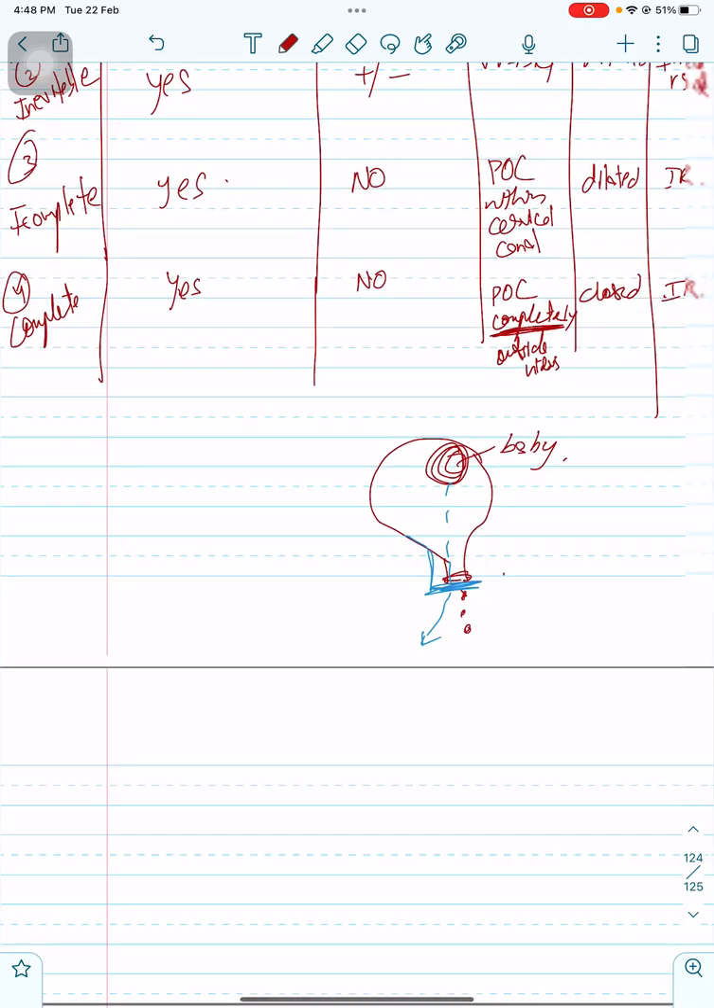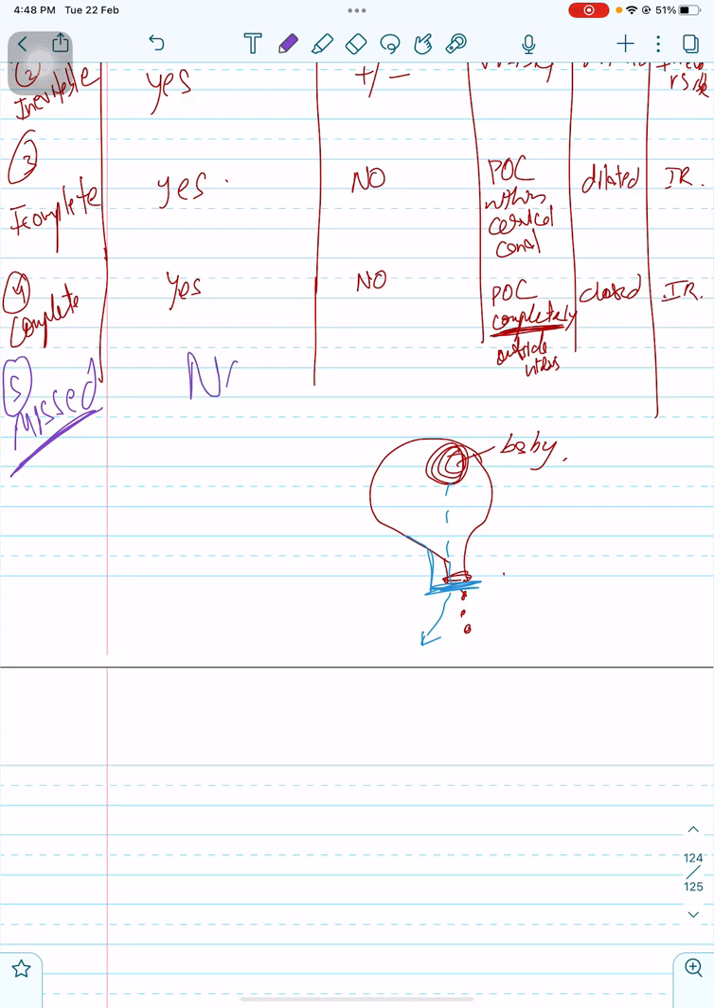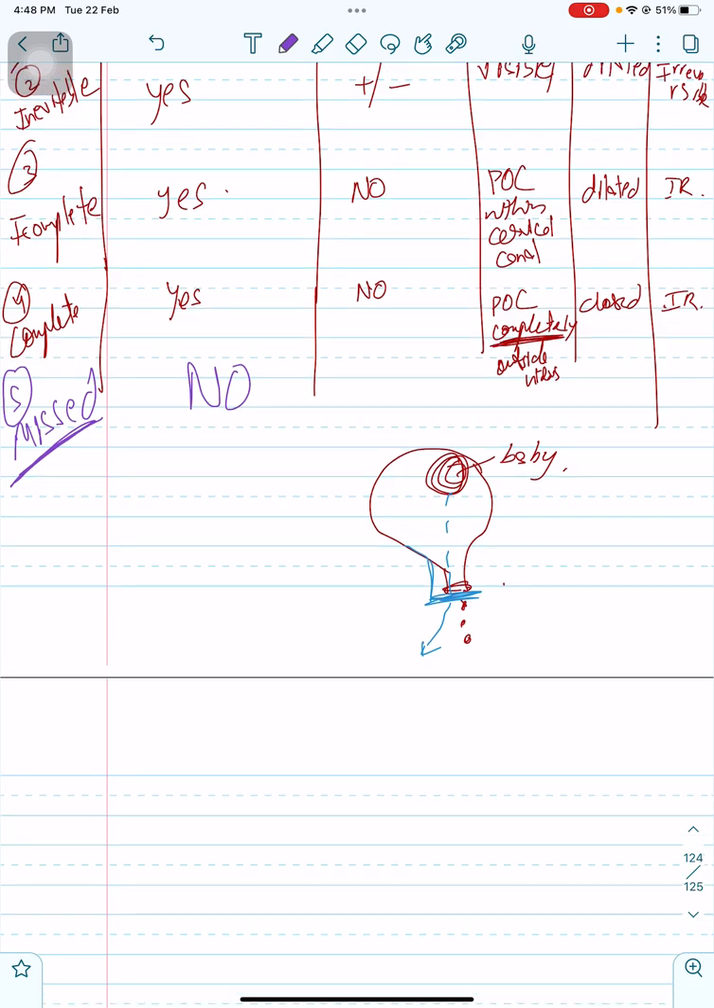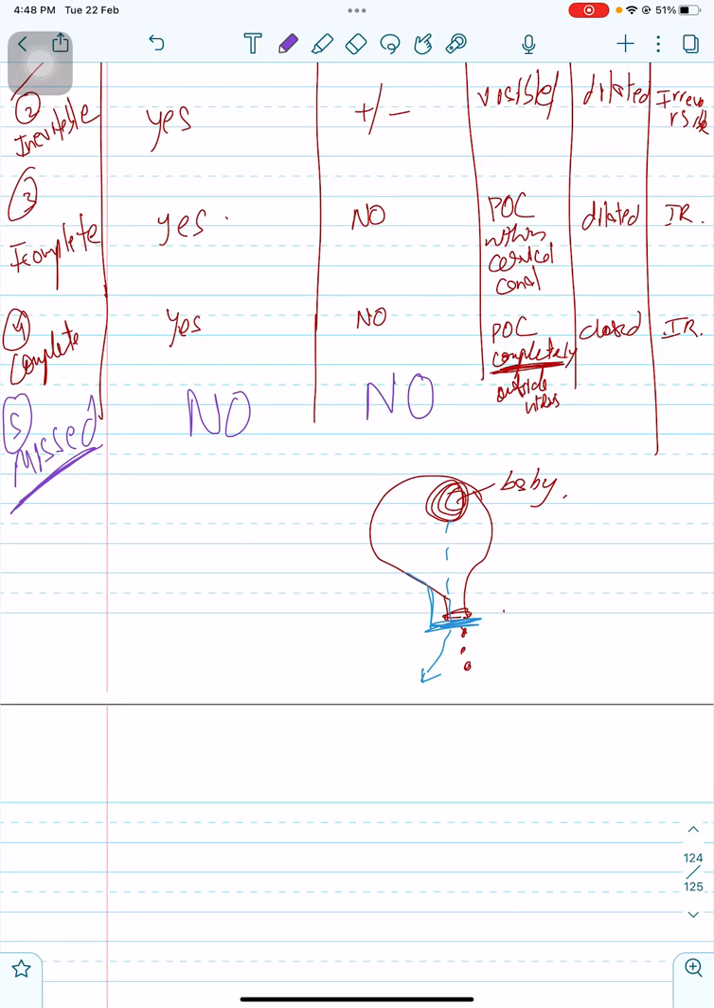Now there's another category which I want you all to know. That is, let's choose purple color for some reason. It's called missed abortion. You miss it, right? Is there bleeding? No. So does the mom get any threat, or is the mom alarmed? No. So fetal activity, no. The baby has just peacefully passed.